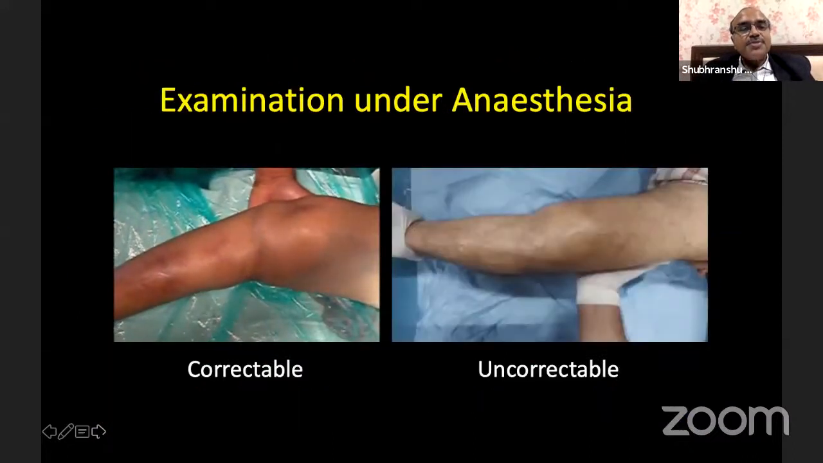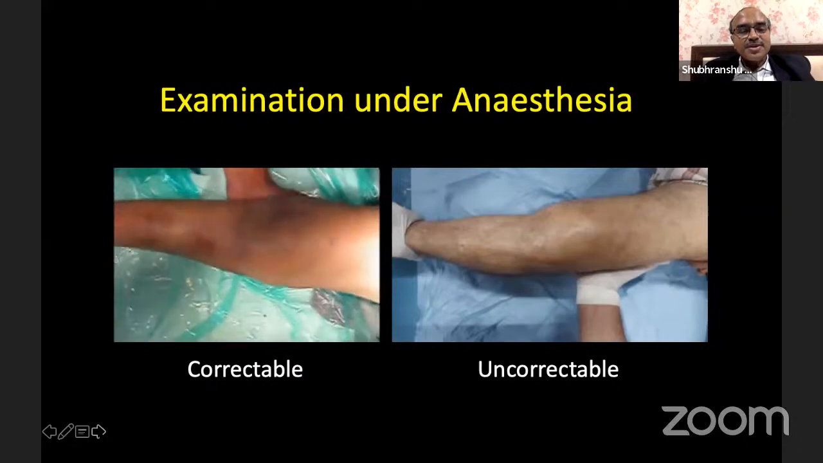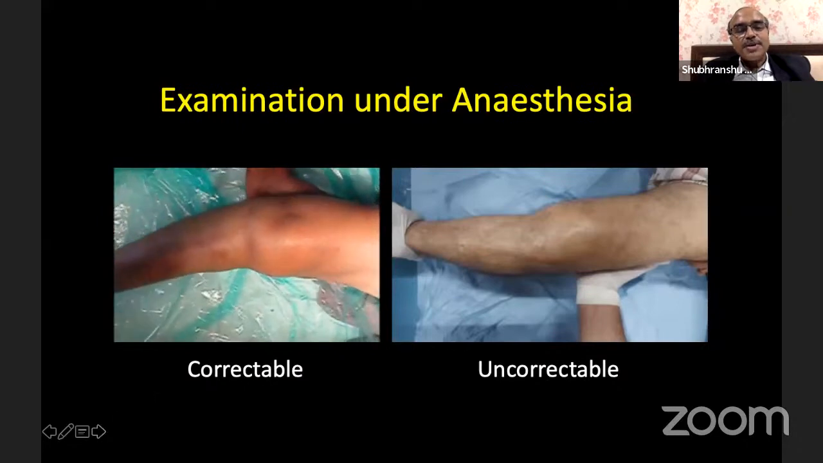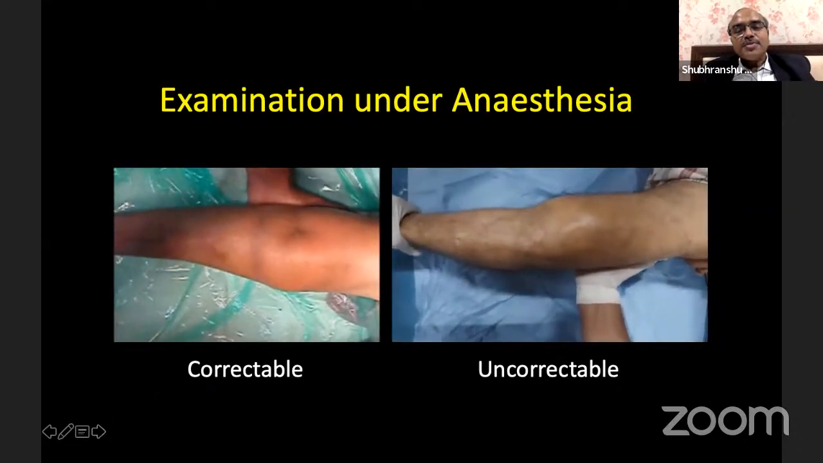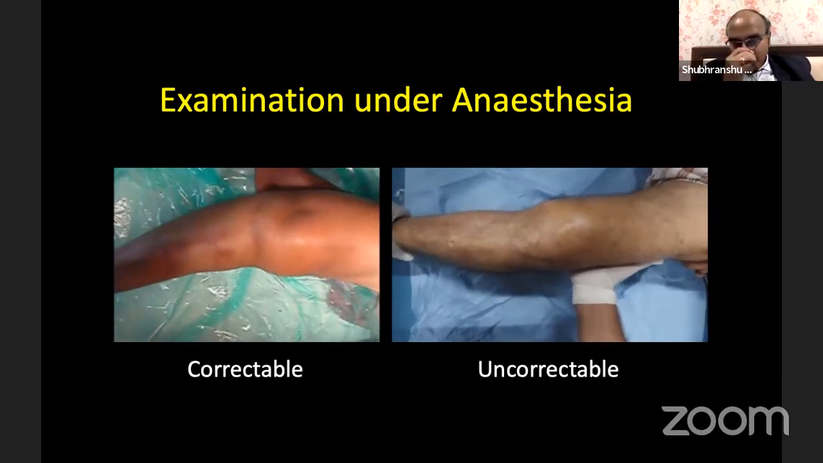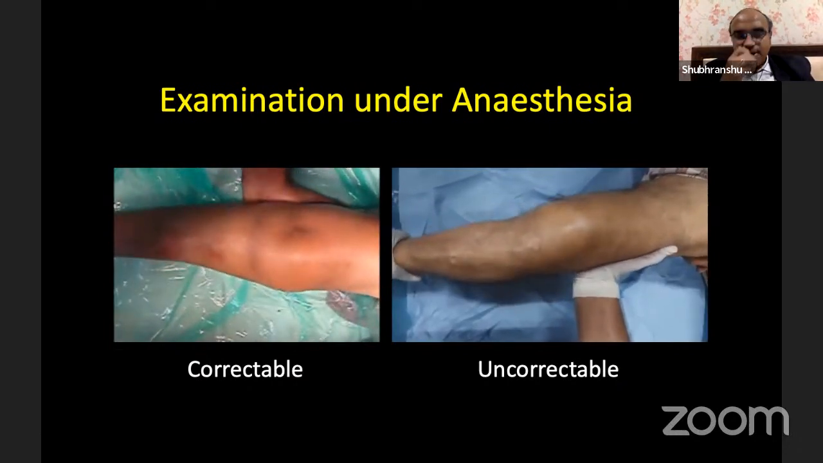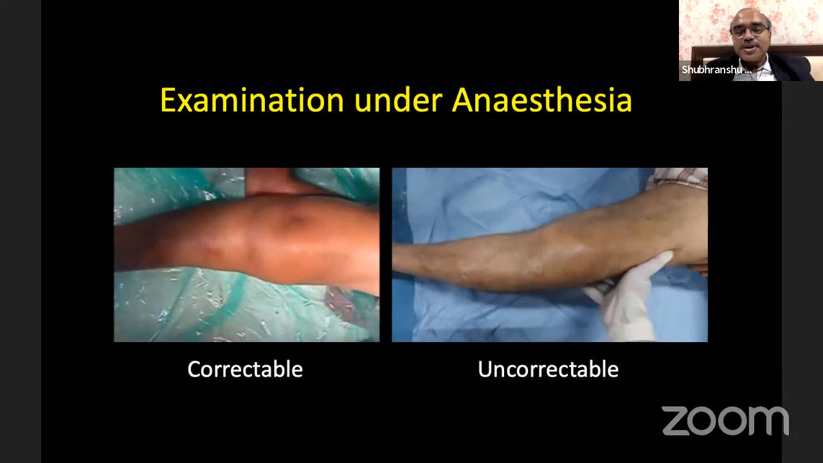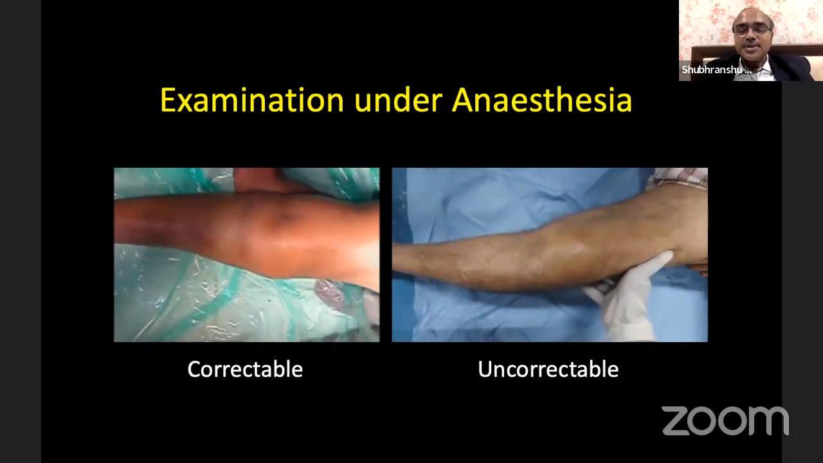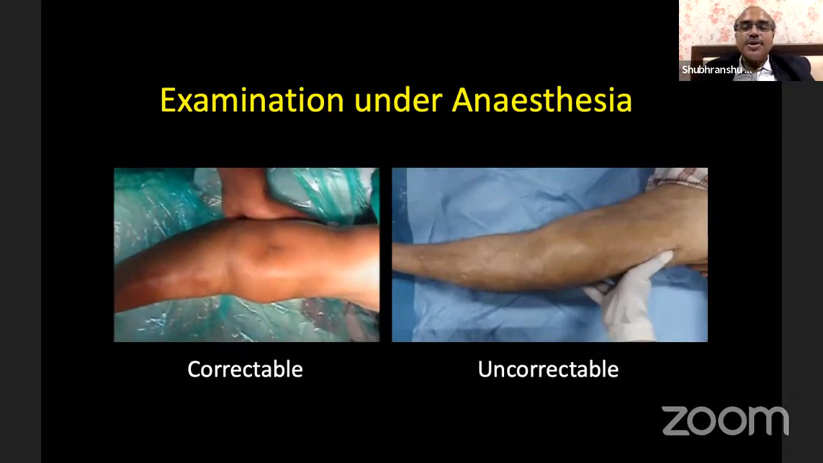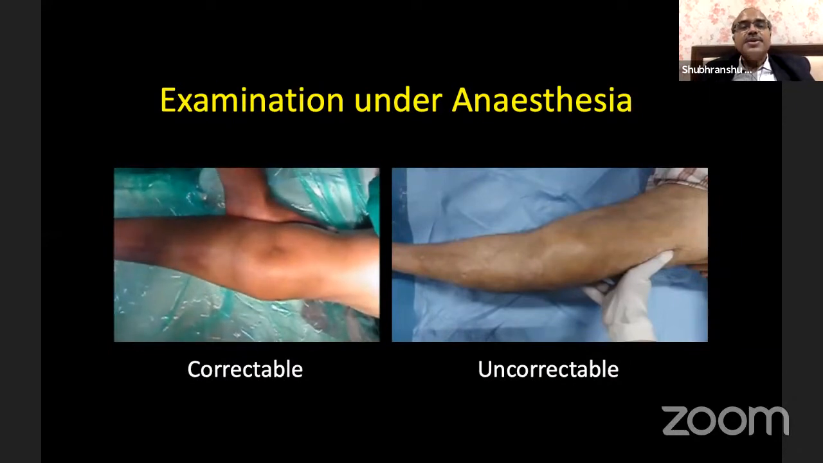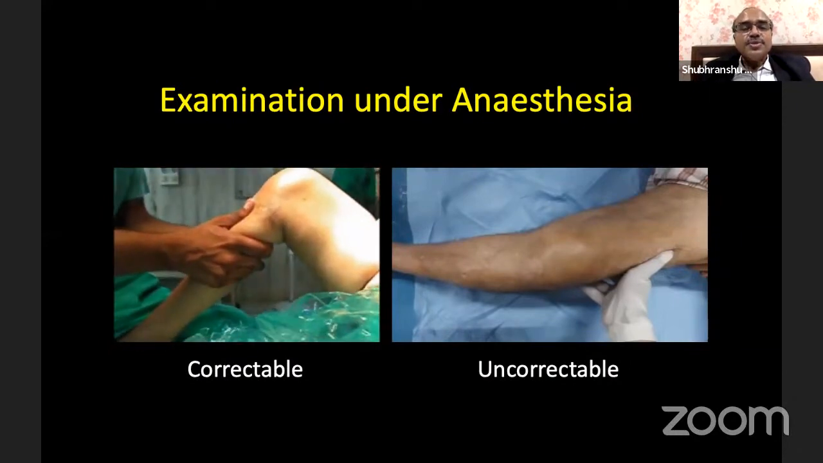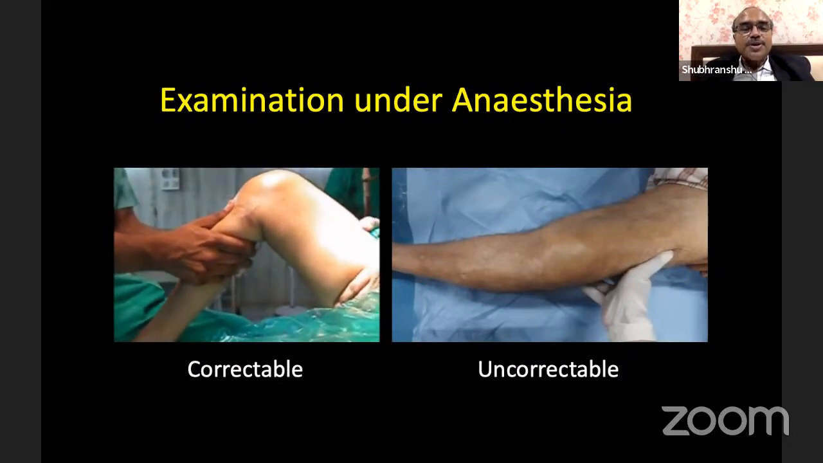First thing you check: you examine the patient under anesthesia and see whether it is a correctable varus or an uncorrectable varus. If it is a correctable varus, then you do less soft tissue release and fewer bone cuts compared to an uncorrectable varus, where you do standard bone cuts and a gradual release. I'll show you through a couple of videos how to go about it.